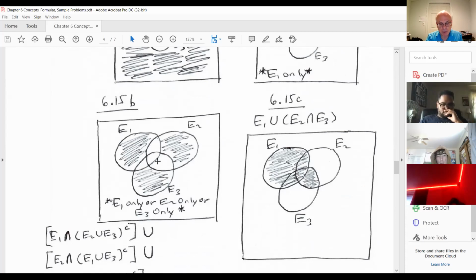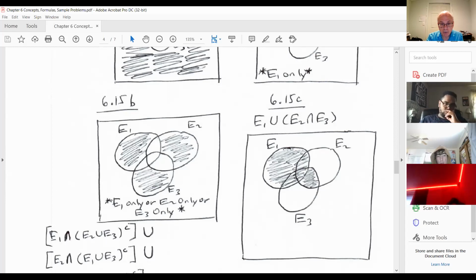And then the last one's a little tricky, but not too bad. It says either the plant at site 1 or both of the other 2 plants are completed by the contract date. Well, either the plant at site 1. Now, when they say either the plant at site 1, they're not saying the plant at site 1 only. It just said either the plant at site 1, which includes this whole circle E1. And then they said, or both of the other 2 plants are completed by the contract date. All right? Both of them, which means the intersection of E2 and E3.